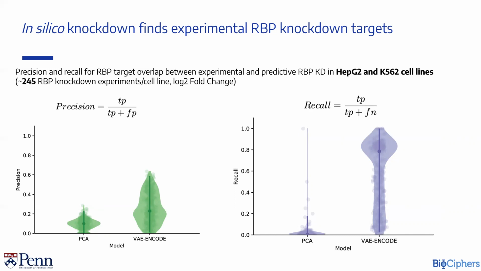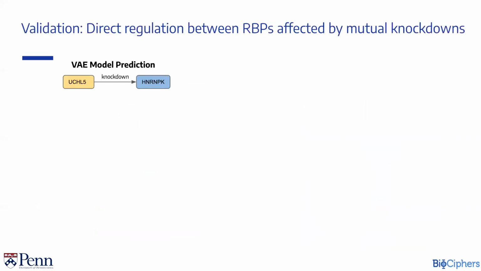So far, I have showed you that we can reconstruct RBP gene expression in tissues and simulate RBP knockdown in at least 2 cell lines. Next, we follow up on one RBP-RBP interaction found by the model. Our VAE predicts that in HEPG2 cell line, UCHL5 knockdown alters gene expression of HNRNPK, and similarly, HNRNPK knockdown alters UCHL5 gene expression. This suggests that there is potential of some regulatory entanglement between these two.